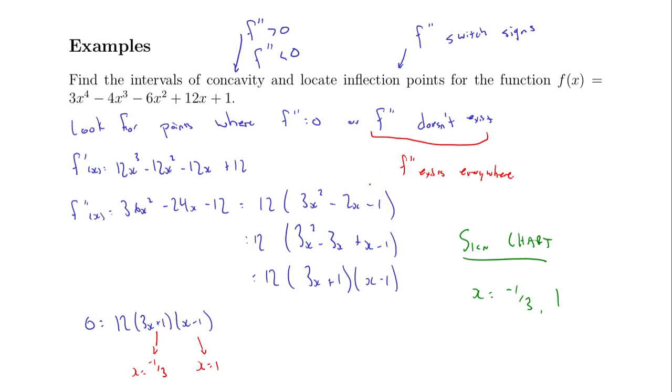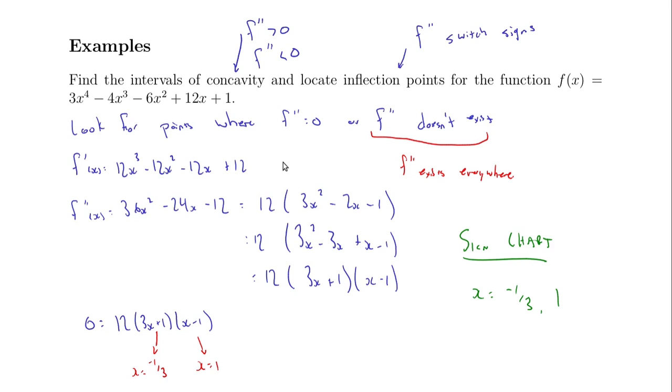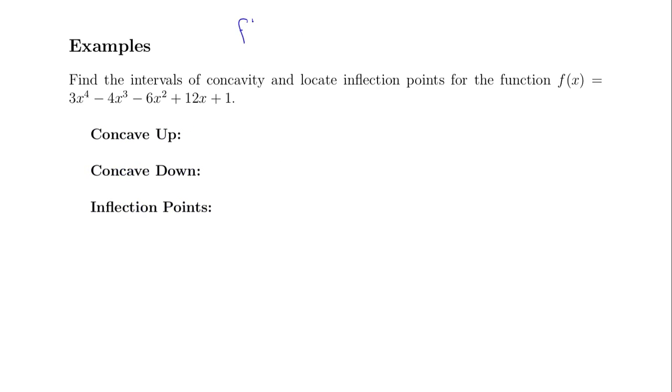So let's go ahead and do that. I'm going to try and remember what our second derivative is, but I'll probably forget it. Maybe I can copy it. Let's see if that works. I always forget if I can do that kind of thing. Oh well. Let me just go back and remember it. 12 times 3x plus 1 times x minus 1. So here's our second derivative: 12 times 3x plus 1 times x minus 1.